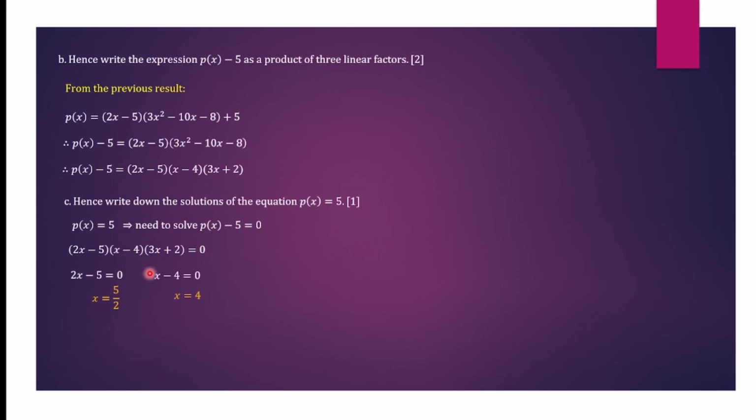The middle factor, we have x minus 4. We set that to be 0, so x must be 4. And for the third factor, we have 3x plus 2. Set that to be 0, so x must equal negative 2/3.